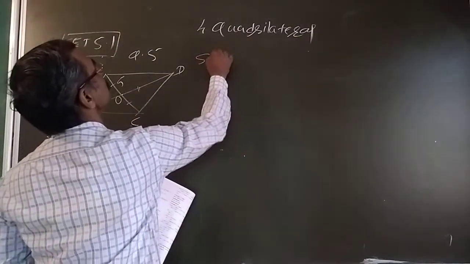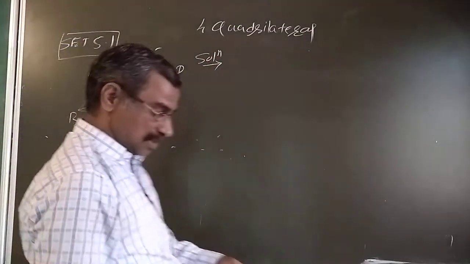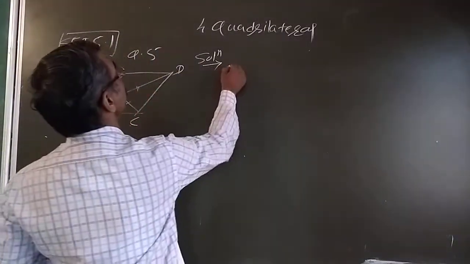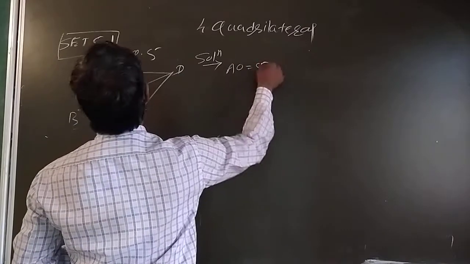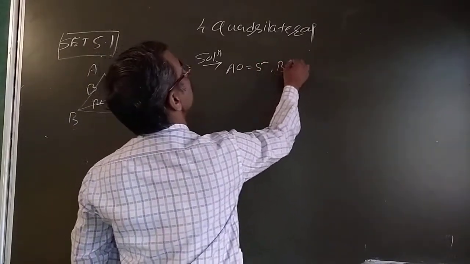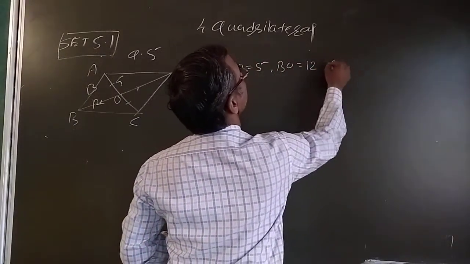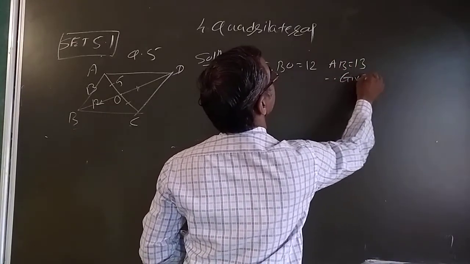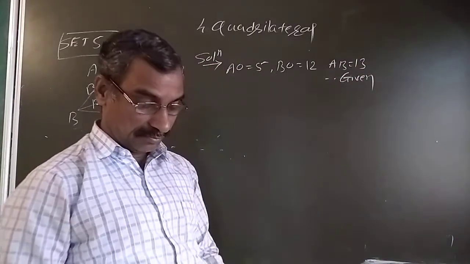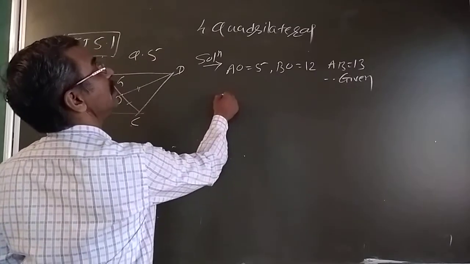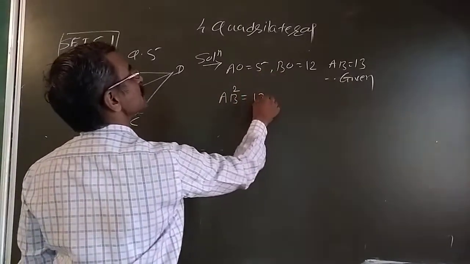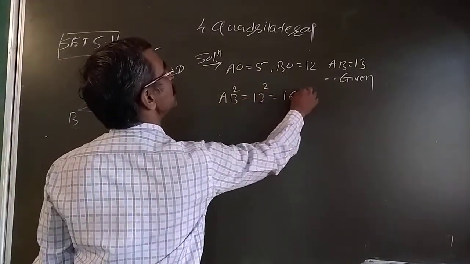So in the solution we are writing here. Firstly, what will be given? We will write here AO is equal to 5, BO is equal to 12, and AB is equal to 13. That is the given. Then we take AB square, that means 13 square. It is 169.